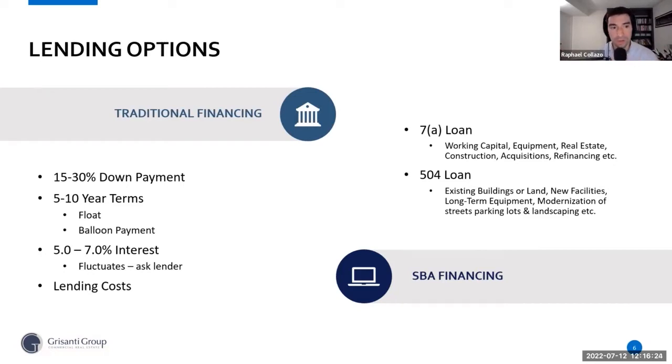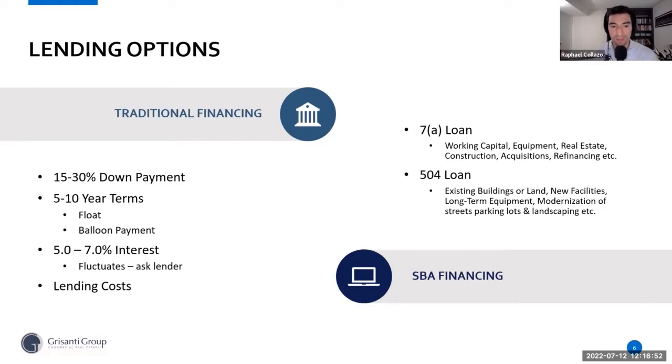And so to start out, as far as lending options are concerned, there's two types of financing that we will cover. There's a variety of different ways to finance commercial real estate, but the most common is probably traditional financing and SBA financing. As far as traditional financing is concerned, I'm not a banker, so I want to make sure that you understand these are metrics that I'm just seeing in the marketplace as a commercial agent. But if you really want to get a feel for what exactly is out there, I would encourage you to talk to a commercial lender about this.